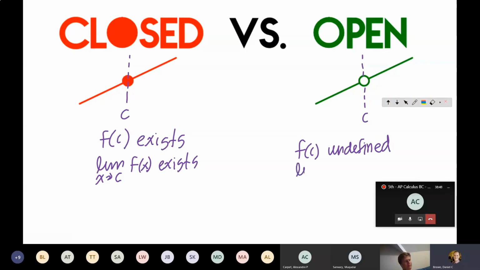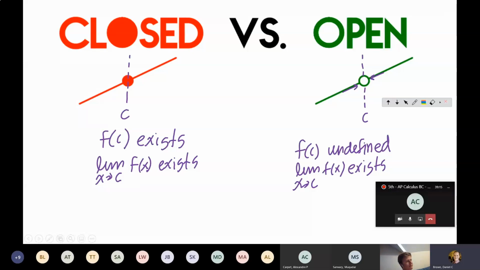The limit, does the fact that this is an open circle affect whether the limit exists or not? No. So the limit still exists because, again, we can still approach the same value from the left-hand side and the right-hand side. f of c would exist if, say, there was a closed hole above it.